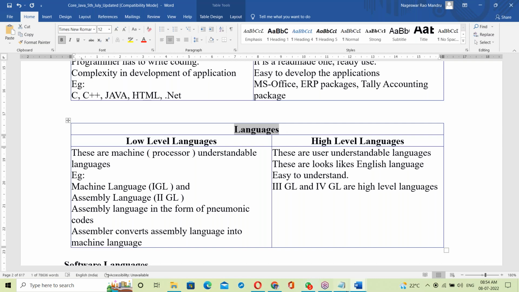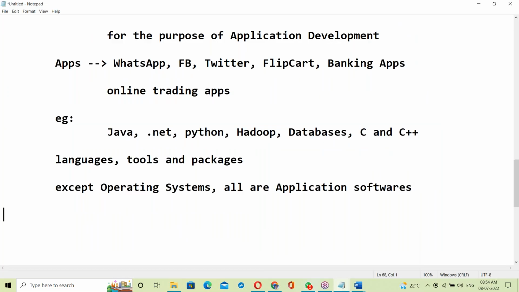What is a language? Simple question. In our daily life we use different languages, depending on the person we are facing. Maybe English, maybe Hindi. Why? For communication purposes. Language is a medium of communication between two persons.